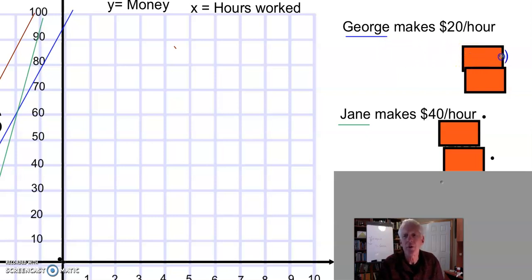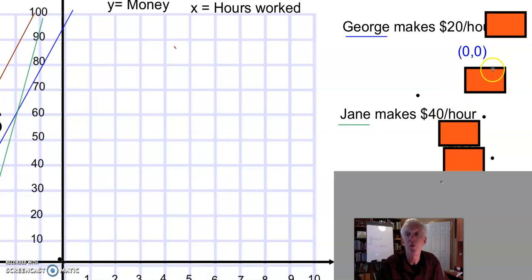I asked you if he doesn't work any hours at all, how much money would he make? And that's a pretty easy number. He would make zero. So if he worked no hours at all, George would make $0. And we could put that on a graph: 0 and 0. Okay, the dot is already there. So money is on the y-axis, and the amount of hours worked is on the x-axis.